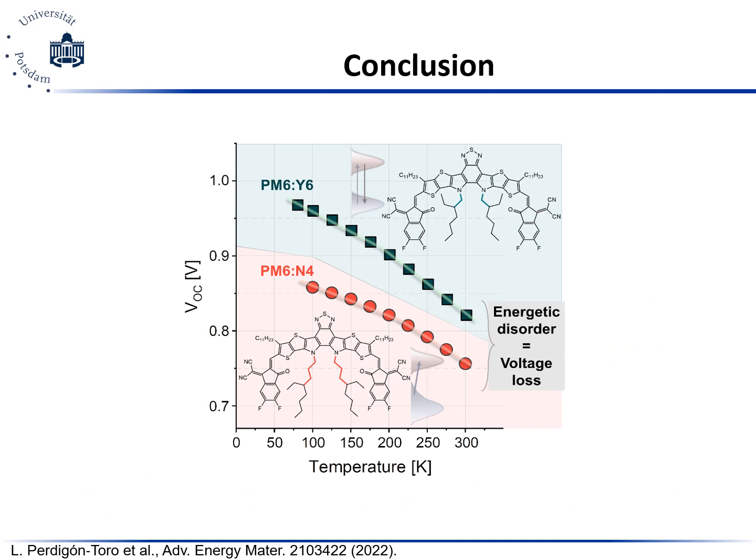We conclude that knowledge about the energetic disorder is very important to understand the VOC as function of temperature. That a smaller energetic disorder is beneficial in terms of a higher VOC, as for PM6Y6, and that we actually have to search for donor acceptor systems with even smaller energetic disorder, because this will reduce the voltage loss.